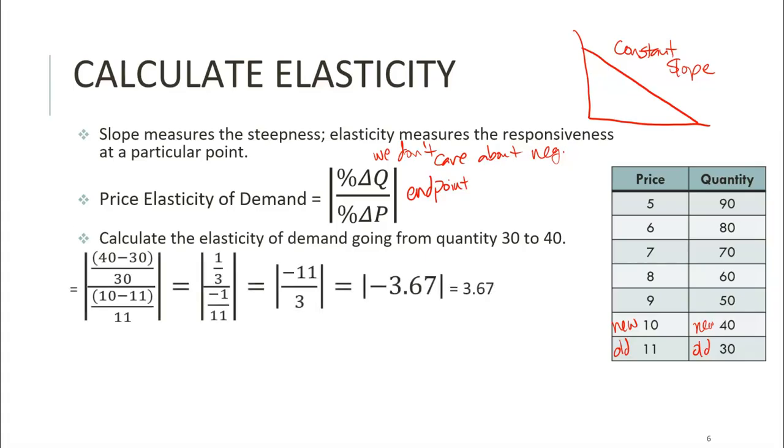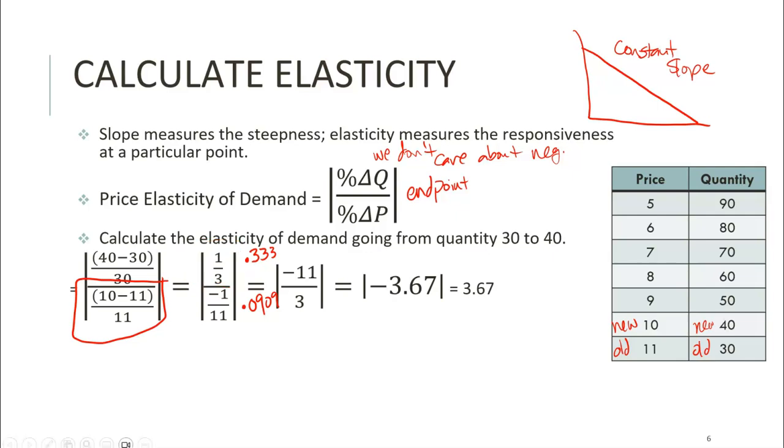Okay, so percentage change in quantity is going to be on the top. So we're going to say 40 minus 30 divided by 30, or 10 divided by 30, is going to give us 1/3. This is also equivalent to like 0.33. Okay. On the bottom, we want to do percentage change in price. So our new value is going to be 10 minus our old value of 11 divided by our old value of 11. So you're going to get -1 divided by 11, which is about 0.0909.